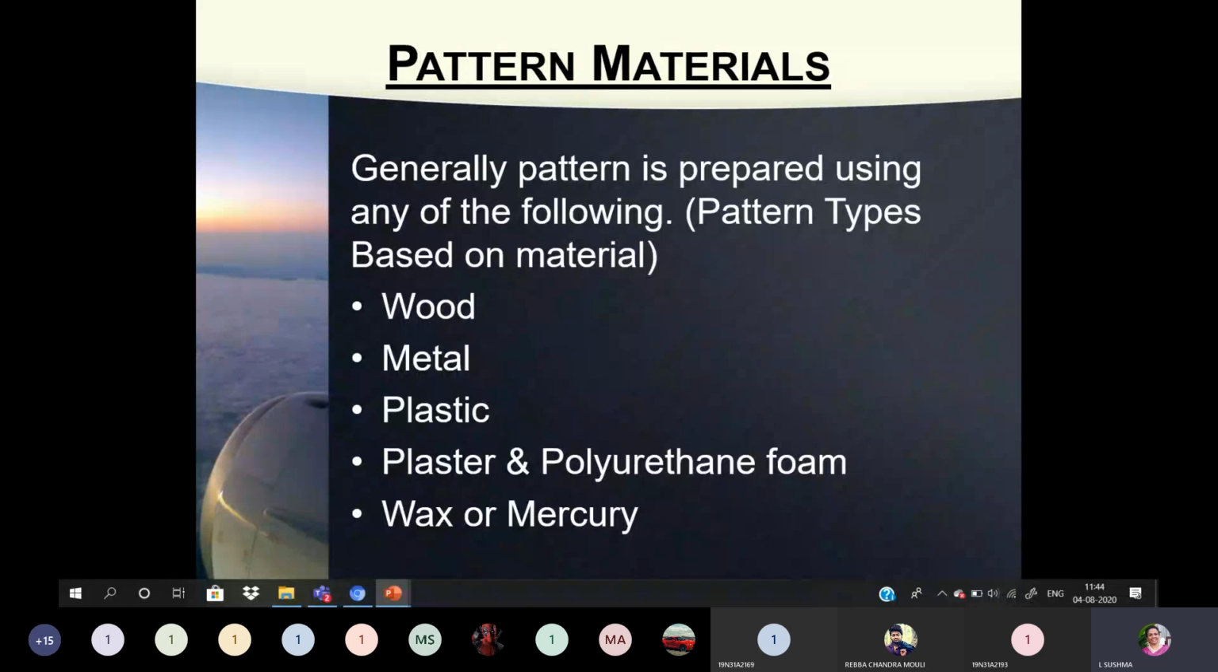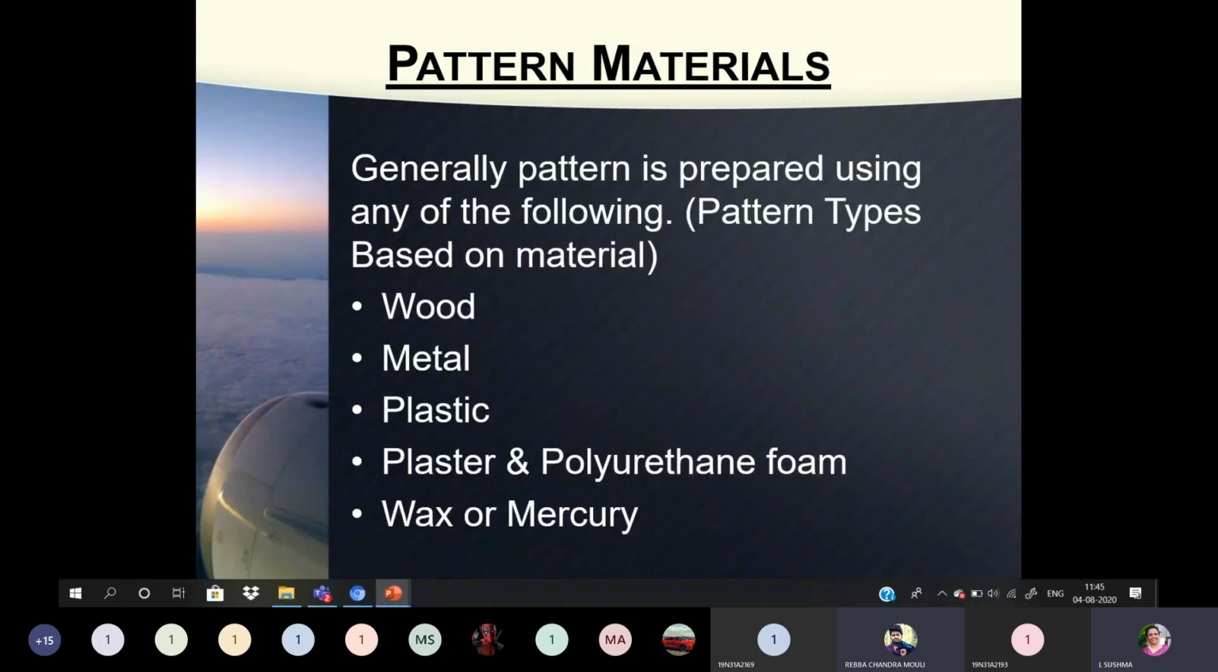Why? Because wood is somewhat cheap, and if you want to manufacture it, you can make it into whatever shape you want. But sometimes the wood has some problems. You can't use it for many years, so at that time you will go for metal. But metal has other problems, like environmental issues, so it should be safeguarded. You understood what the pattern materials are, means with what material you will make your pattern. These are the different materials that you use to make the pattern.